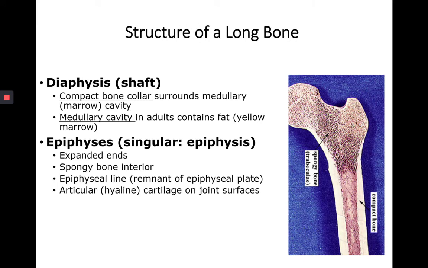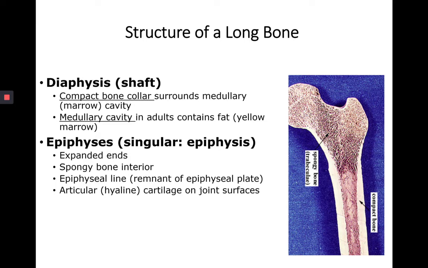So let's look at the structure of a long bone. It seems to be kind of what we're staying away from, but it's actually going to be our main focus when we talk about bones. So we have the shaft, or the thinner region of a long bone. That's called the diaphysis. And then the two expanded ends are called epiphyses. You would have a spongy bone interior in the epiphyses, and you would have an epiphyseal line if someone had stopped growing, because that's the remnant of an epiphyseal plate.